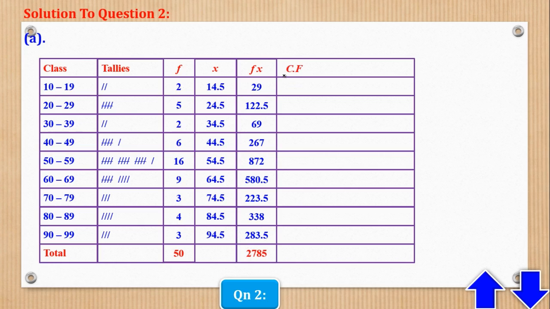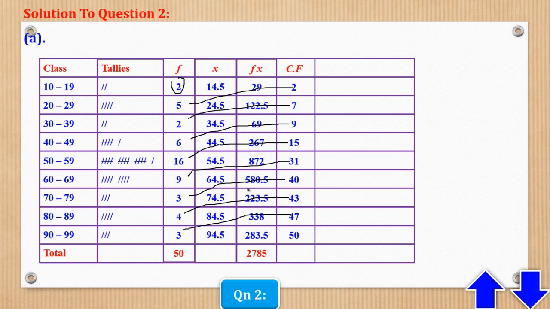So now the next column is for CF. So CF will go from the frequency. The first value is this, so you come and write that. Then this plus that to come up with this. 7 plus this to come up with 9. 9 plus this to come up with 15. 15 plus this to come up with 31. 31 plus this to come up with 40. 40 plus this to come up with 43. 43 plus this to come up with 47. 47 plus this to come up with 50. So that's how they generate values of cumulative frequency.